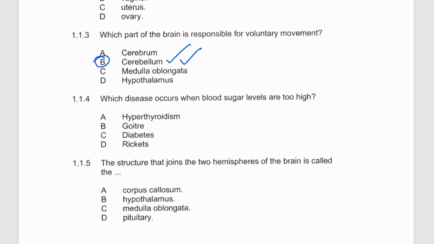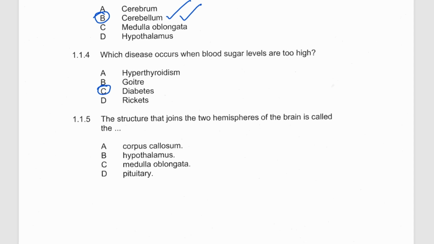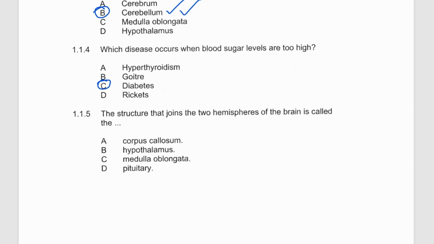Then which disease occurs when the blood sugar level is high? When blood sugar level is high, we call it hyperglycemia. But based on our level, we don't have it here. Here it is diabetes. Remember, diabetes can be sugar too high or sugar too low, so it's still diabetes. So we can say diabetes.